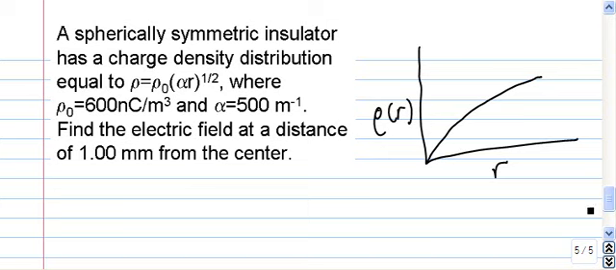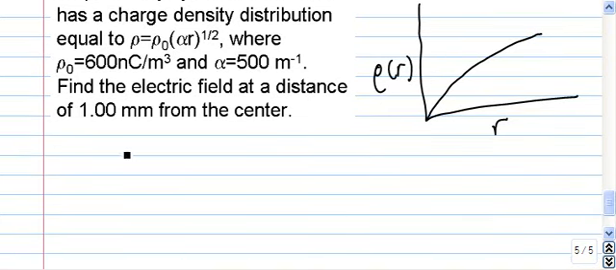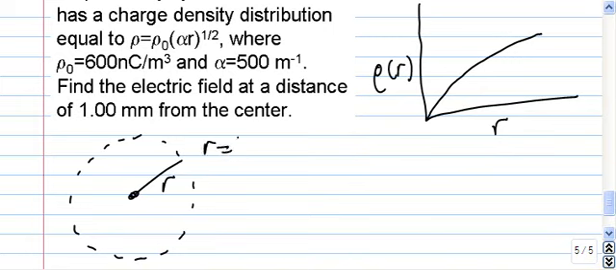Now, since this problem is spherically symmetric, I can use Gauss's law in order to solve for the electric field of the distribution. Given that we have spherical symmetry, I want to use a spherical Gaussian surface. I'm going to call this radius r. And if I look at the problem, it wants the electric field at 1 millimeter. If I want the electric field at one particular distance, then I want to make my Gaussian surface have that distance.